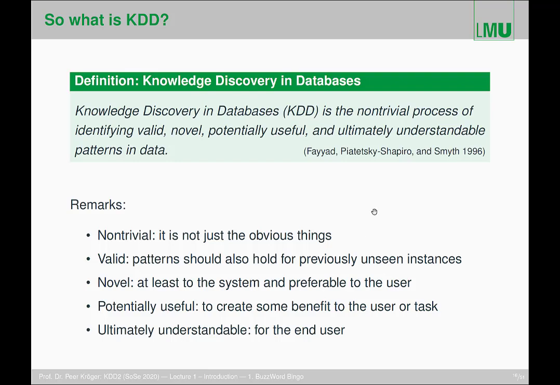So what is KDD? KDD is by definition a process that identifies valid, novel, potentially useful, and ultimately understandable patterns. Well, I think the remarks are quite trivial, because non-trivial is, of course, not just the obvious things. Valid in a statistical sense, novel at least to the system, and preferably also to the user. So you want to find something which is really unique or novel to you, potentially useful for a given application, of course, and ultimately you want to understand that.